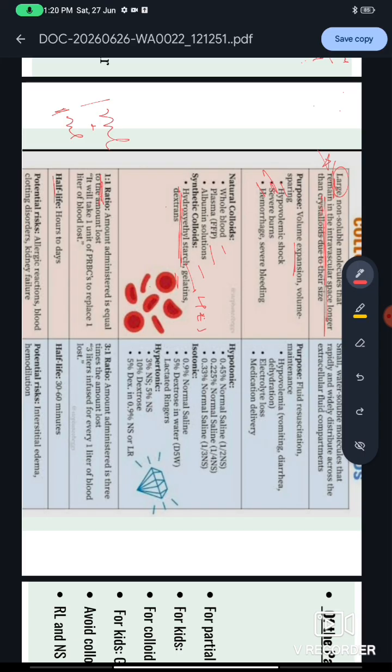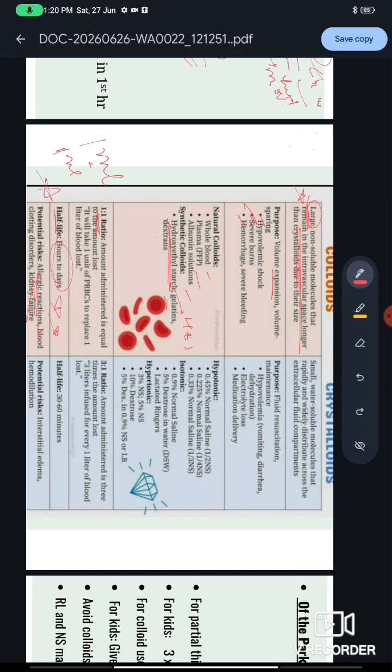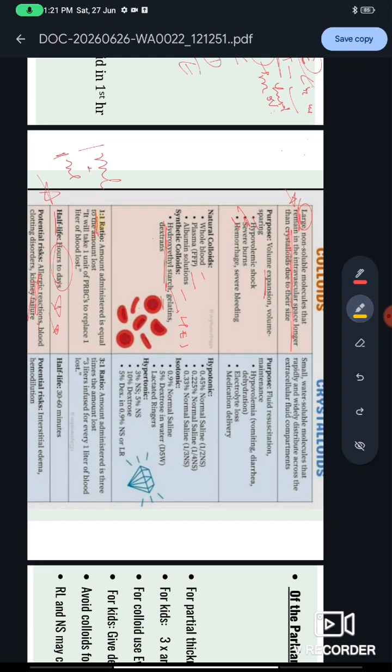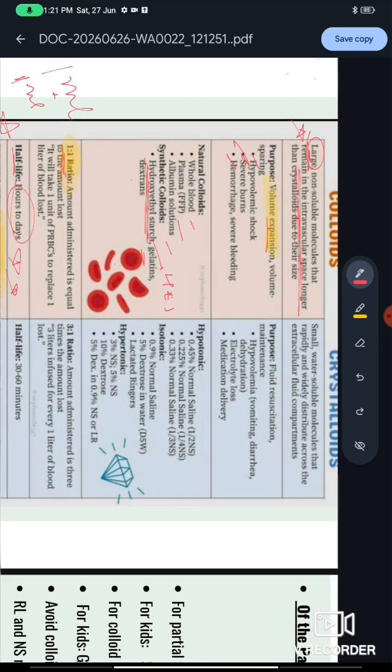Now, half-life of colloid is very long. It is in hours and days. Potential risks are because they are derived from other biological sources. There may be allergic reaction, clotting disorders and kidney failure. So this is what is to be kept in mind. This is important. Volume expansion is important.